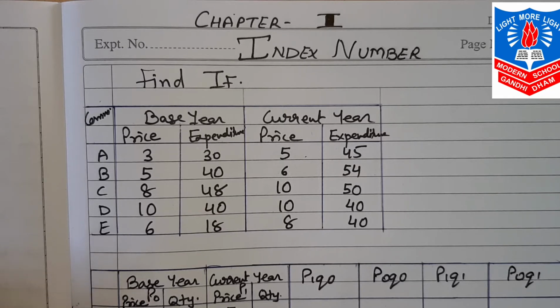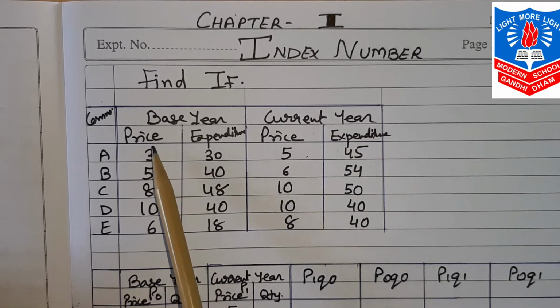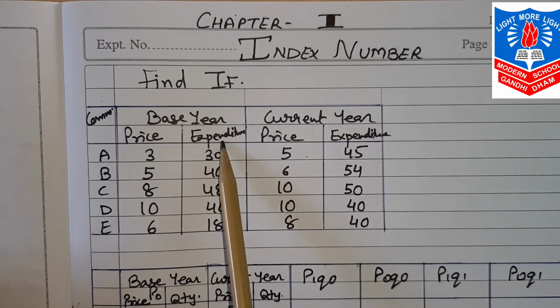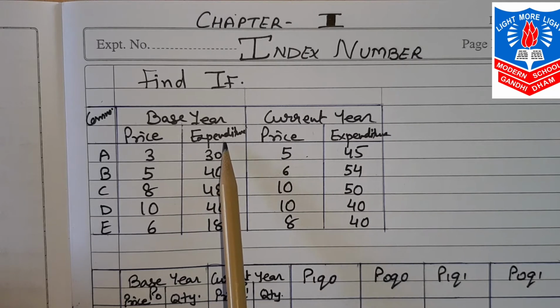In today's session, the sum we will do is where we are supposed to find either IL, IP and IF, or only IF. Now here is the sum. Five commodities from A to E are given, with base year and current year price. Along with price, you can see expenditure is given. Normally it is always given consumption or quantity, but here it is given expenditure. So take care of this.